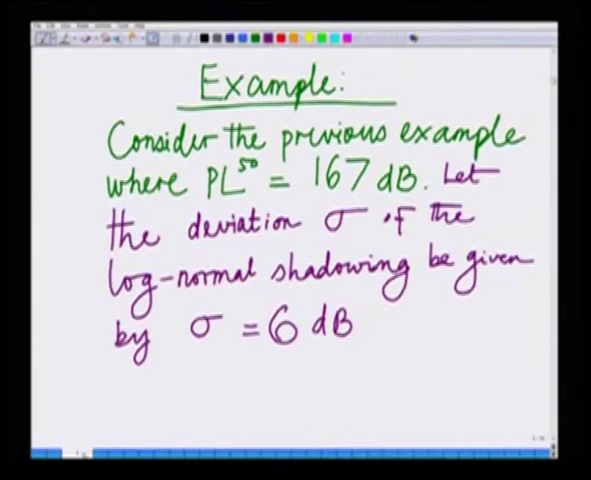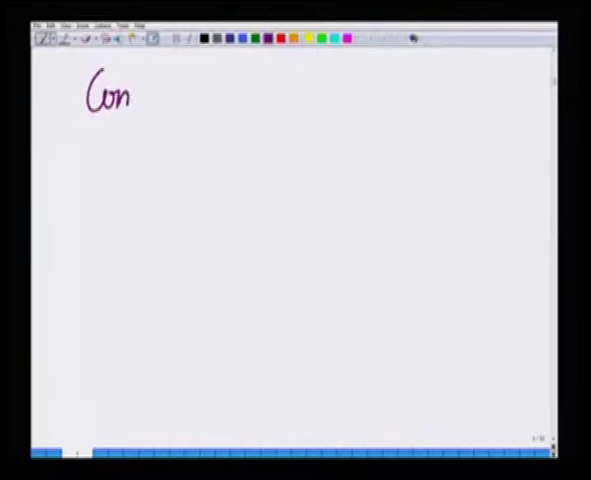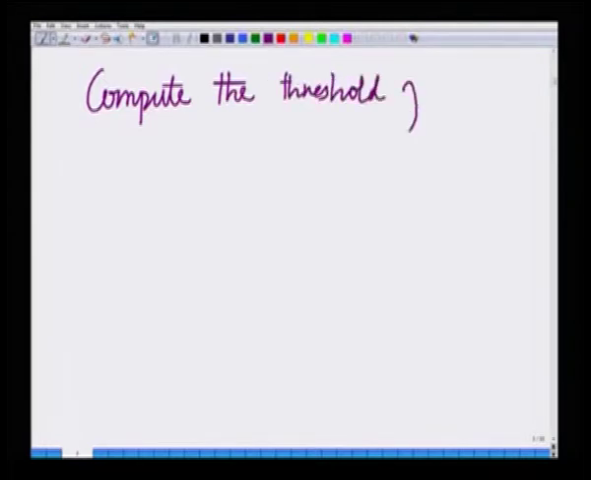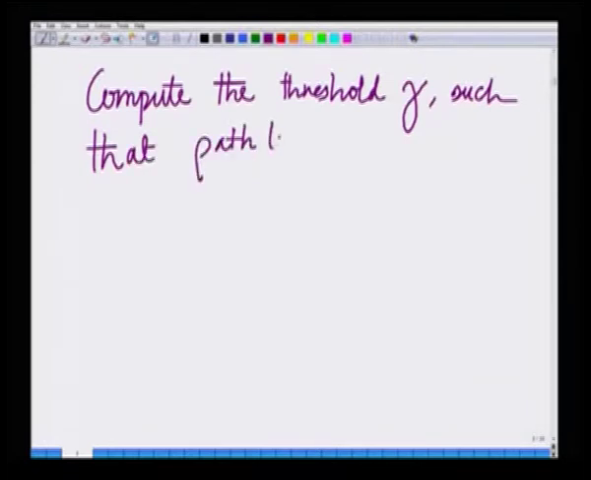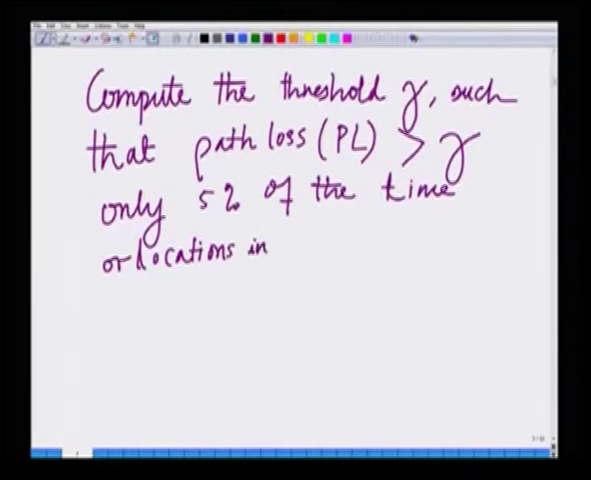Now, employing these two facts, we would like to compute the threshold gamma such that the path loss is greater than gamma only 5% of the time and the path loss is less than gamma 95% of the time. So, what we want to do is compute the threshold gamma such that the actual path loss PL is greater than gamma only 5% of the time or locations in the cell, which in other words is the same thing as saying 95% of the time or locations it is lower than this threshold gamma.